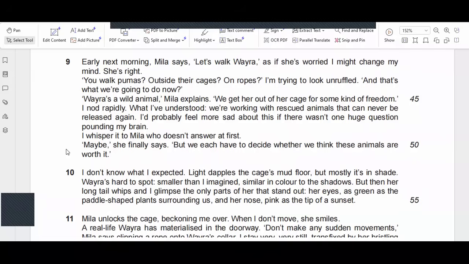So Mila further explains that Vaira is not a tame creature. They let her out of her enclosure so she can have a small sense of freedom. The narrator nodded very quickly, understanding that the center looks after the creatures that have been saved but can never return to the wild. Normally, this would make me feel very emotional, but right now, one huge worry is repeating in my mind. I quietly ask Mila that worry. She doesn't respond at first. After a moment, she says it's possible, but every one of us must decide for ourselves whether these creatures are worth the risks or not.